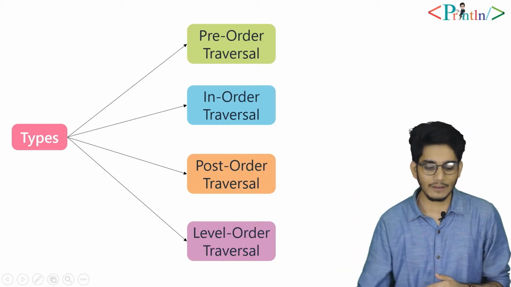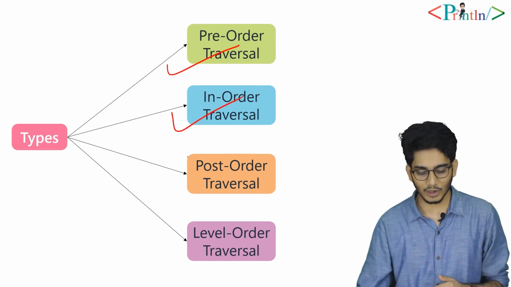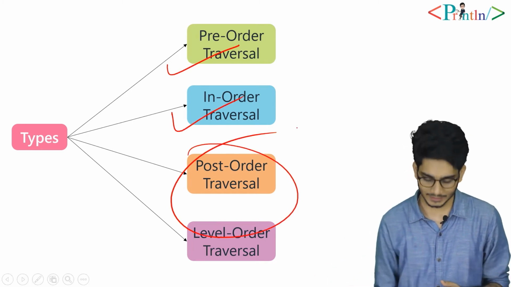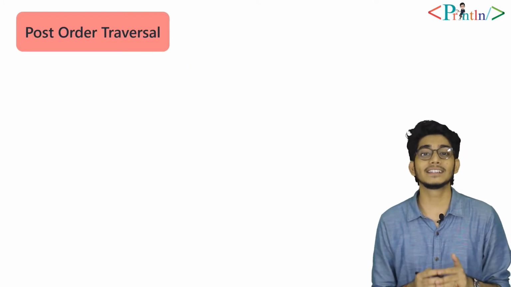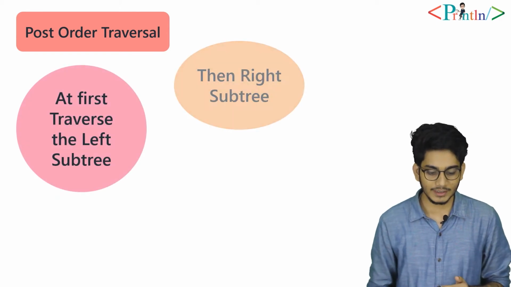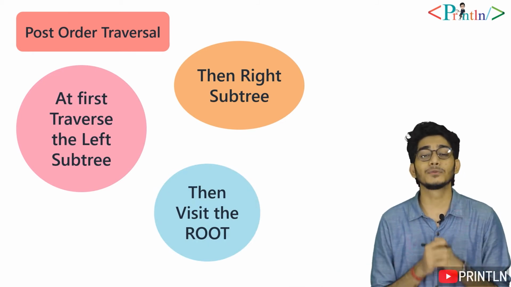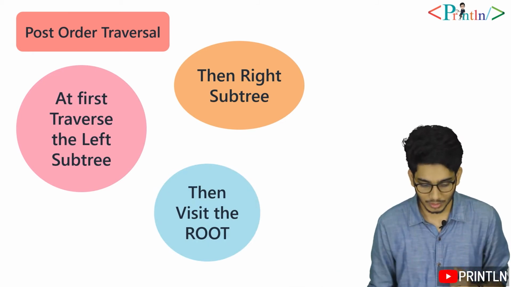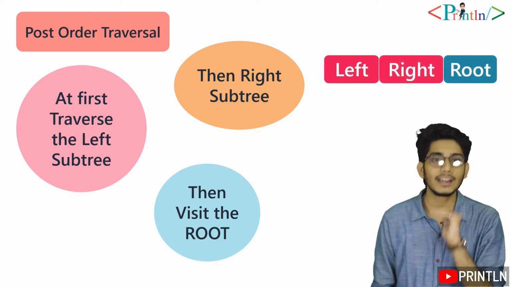So you can see that we have already discussed pre-order and in-order traversal. Now we'll talk about the post-order traversal. In post-order traversal, at last we will visit our root. At first we'll traverse the left subtree, then we'll traverse the right subtree, then at last we'll traverse the root. So at first left, then right, then root.